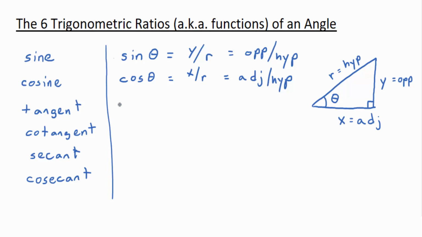And then the tangent of theta, T-A-N for short, y over x, which is opposite over adjacent. So what's the mnemonic device for remembering those three trig functions? These are just definitions, right? These three trig ratios. Good old SOHCAHTOA. So SOHCAHTOA, it's spelled like this.